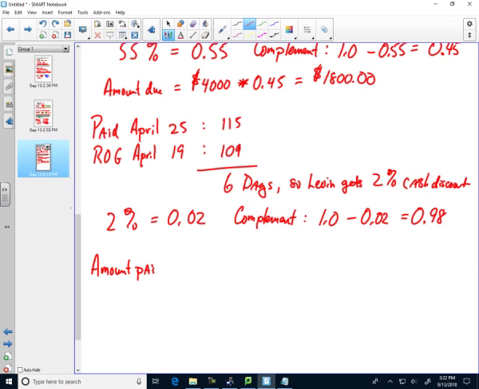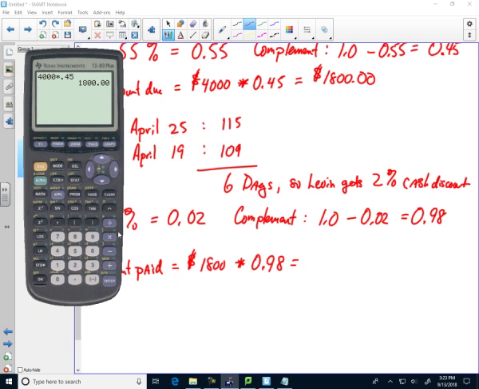So the amount paid now is going to be $1,800 times 0.98, which is $1,764. Now, are y'all okay with this?